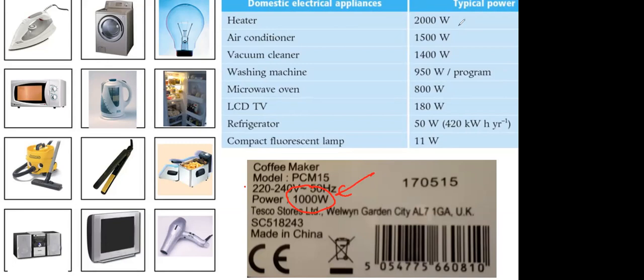So higher the watt value, higher the electricity consumption. So this is very important. You can check which electrical appliance affects your electricity bill more by looking at the watt value. So that one you have to be careful.